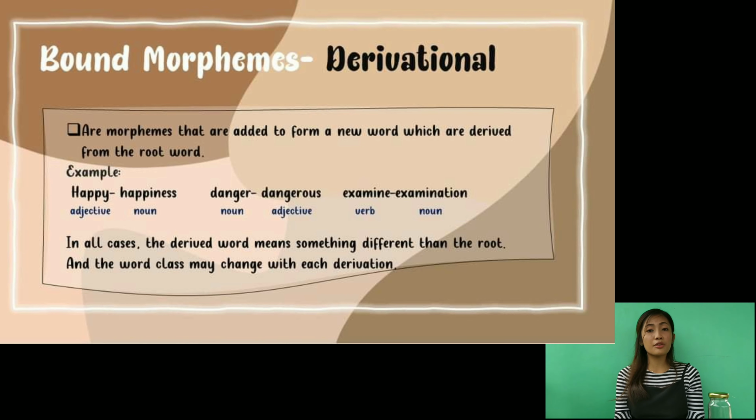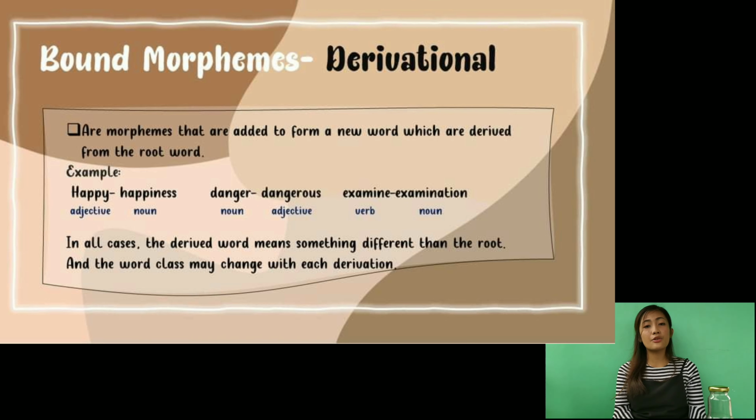This type of morphemes are morphemes that are added to form a new word which are derived from the root word. So example is we have happy and we add a suffix and that becomes happiness. So happy is an adjective, and when we added a derivational morpheme, it becomes a noun. So happiness is a noun. Another is danger. Danger is a noun, and when we added a suffix which is ous, it becomes an adjective, which is dangerous. Next we have the verb examine, and when we added a suffix, it becomes a noun, which is examination.